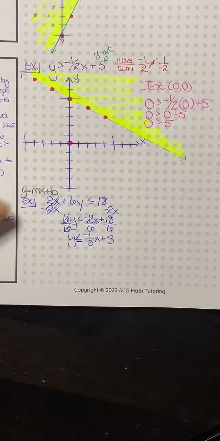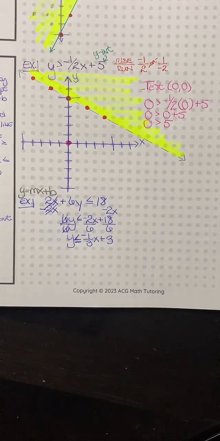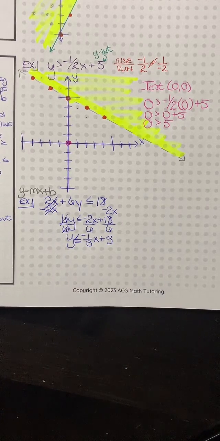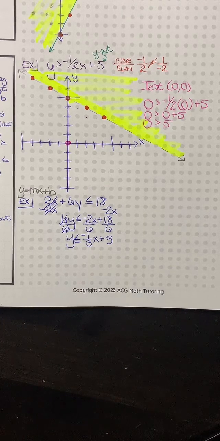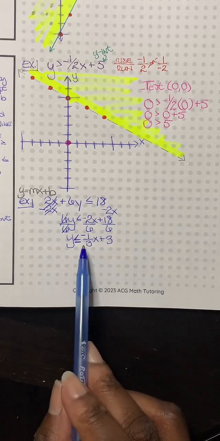Okay? So yeah, you got to worry about what type of lines you're going to draw. You got to worry about when you're solving it, if you have to flip the inequality sign. You got to worry about the shading. Yeah, it's a lot with inequalities. Okay? All right? So when you multiply and divide by a negative, you switch the inequality sign.